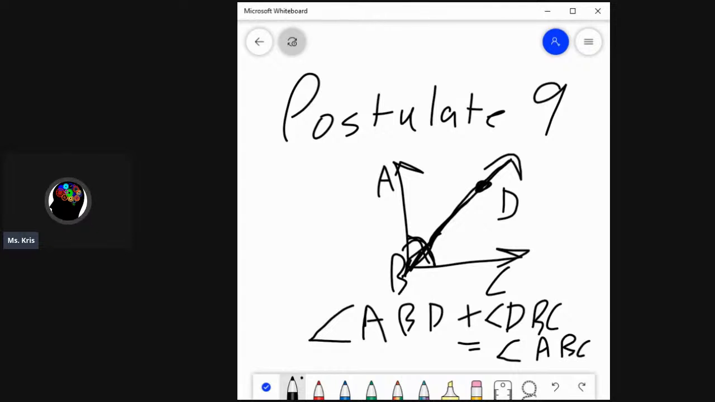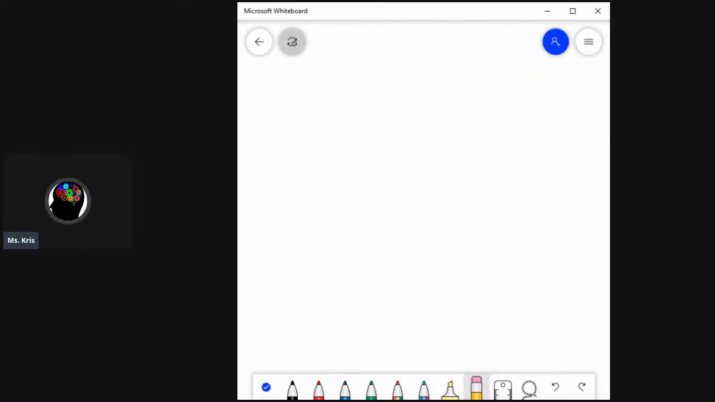Now, of course, earlier I gave you the acute, the right, obtuse, and straight angle. But we do have one more angle. This is called the reflex angle. The reflex angle simply is the angles that are greater than 180 degrees.